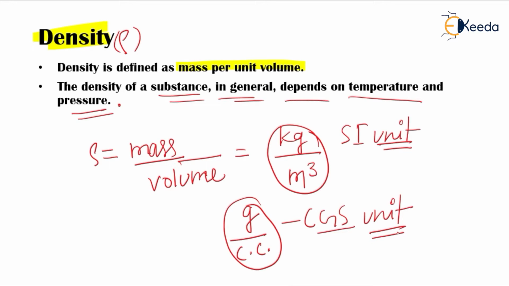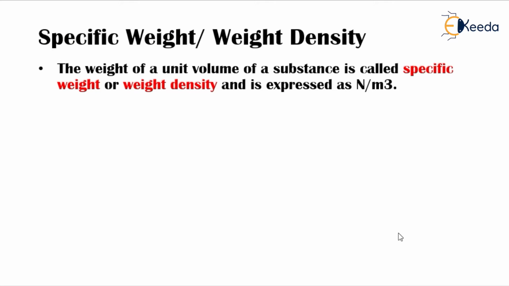So from objective questions point of view, we should remember both of them. Now move on to specific weight or weight density. So this is also simple. The weight of a unit volume of a substance is called specific weight or weight density. It is expressed as Newton per meter cube.